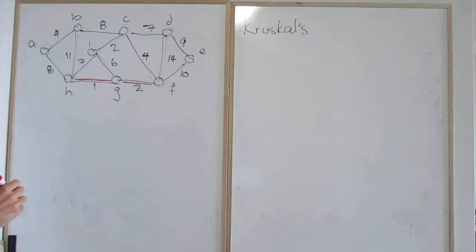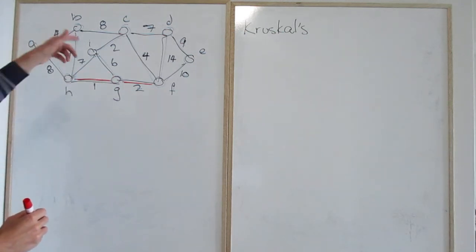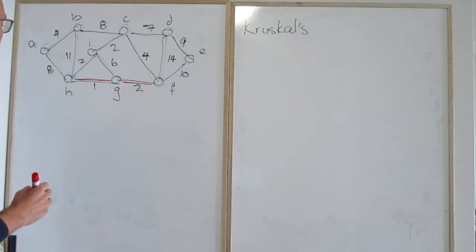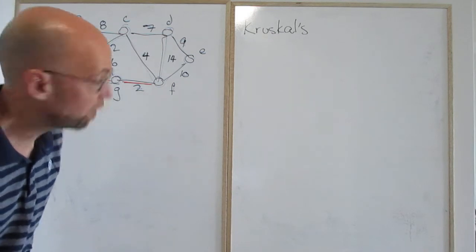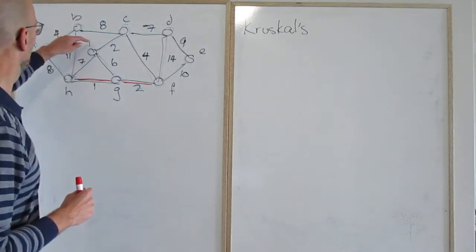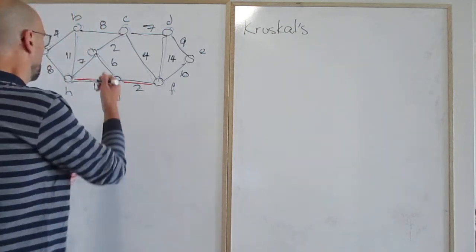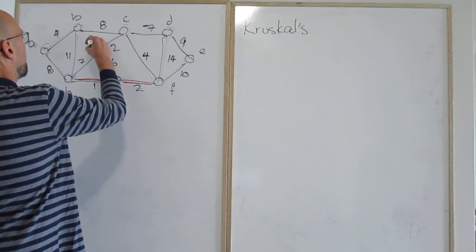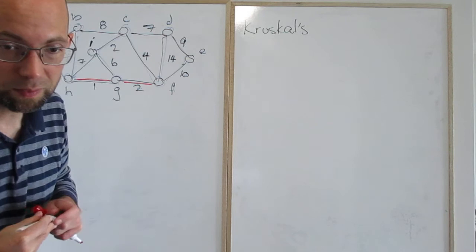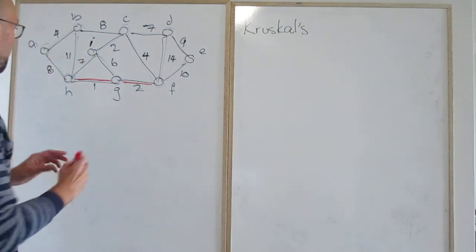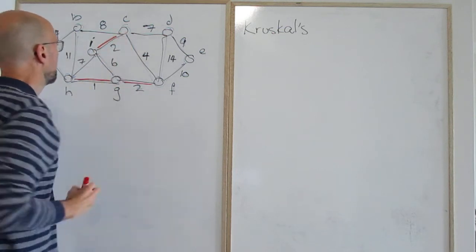Okay. Now, did it create a cycle? No, we added it. Now, the next one is I to C. Does it create a cycle? No. Can I make that a capital I? Okay, I'll just redraw it a bit bigger. Okay. So, does it create a cycle? No. So we add it.